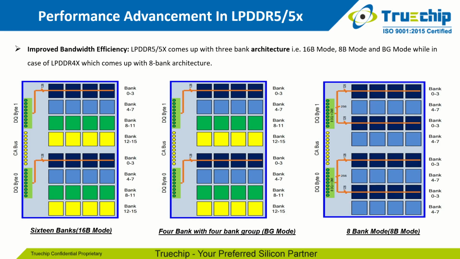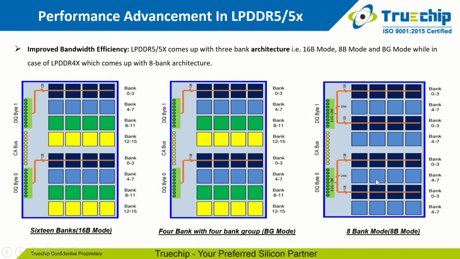8 bank mode consists of 8 banks, as this mode doesn't have bank groups and only supports burst length of 32. 8 bank mode is only present in LPDDR5 SDRAM and is not supported in the case of LPDDR5X SDRAMs. Along with that, 8 bank mode supports only a 2:1 write clock to clock ratio. It supports a maximum data rate of 3200 Mbps.